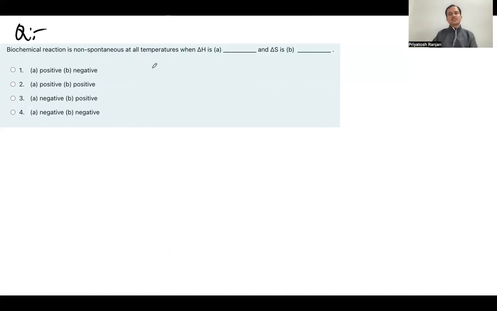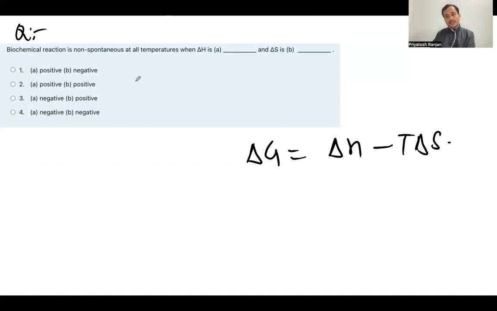A biochemical reaction is non-spontaneous at all temperatures when delta H and delta S are given. It is simple. We need to use the Gibbs free energy equation, which is delta G equal to delta H minus T delta S. What they are asking is non-spontaneous, so that means delta G should be positive. And under what circumstances do you think this delta G is going to be positive?